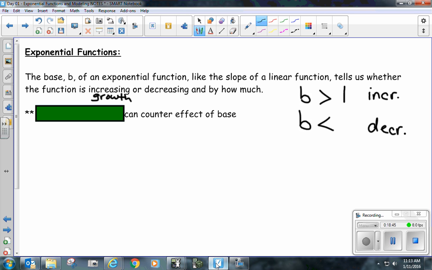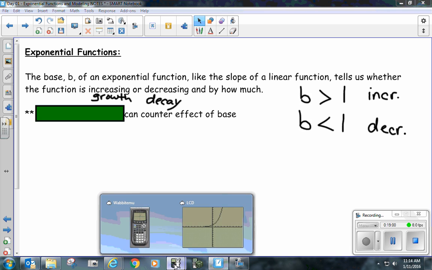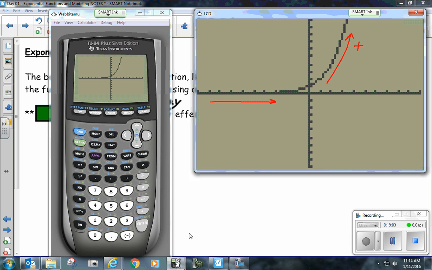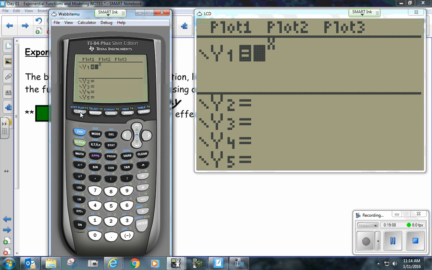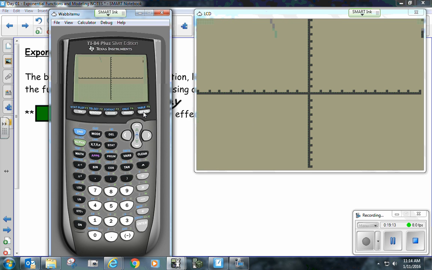And if b is less than 1, even if it's negative, it is decreasing, which we sometimes refer to as decay. So there's growth and decay, increasing and decreasing. So if I make my 2 less than 1, let's call it 1/2. Y equals, I will say clear, 0.5 raised to x, and I graph that. That's decreasing, isn't it? As my x gets bigger and bigger, my function goes down and decreases. It's exactly what we just said it would.